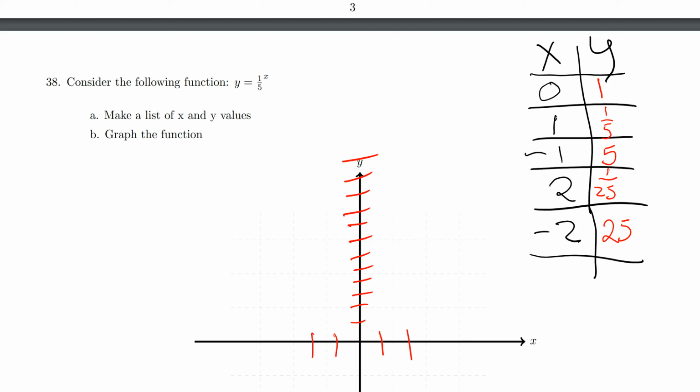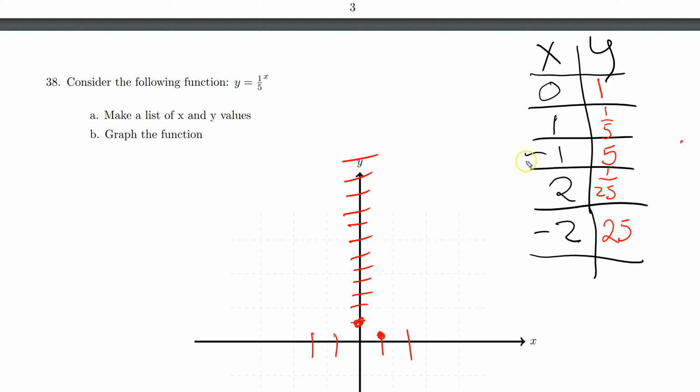So we've done some points, and the key is whenever x is 0 here, anything to the 0 power is 1. So our graph is going to go right there. Now, if x is 1, 1/5 to the first power is 1/5. So that comes about like so.